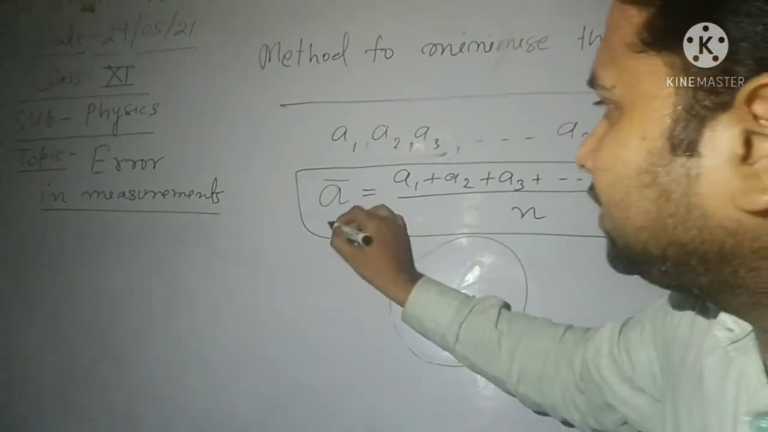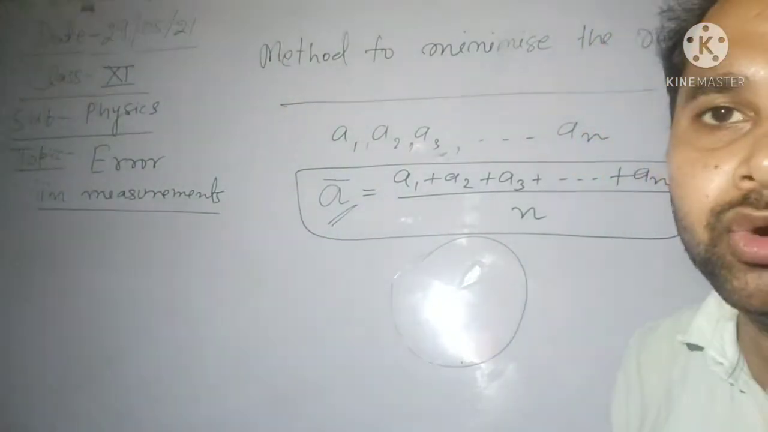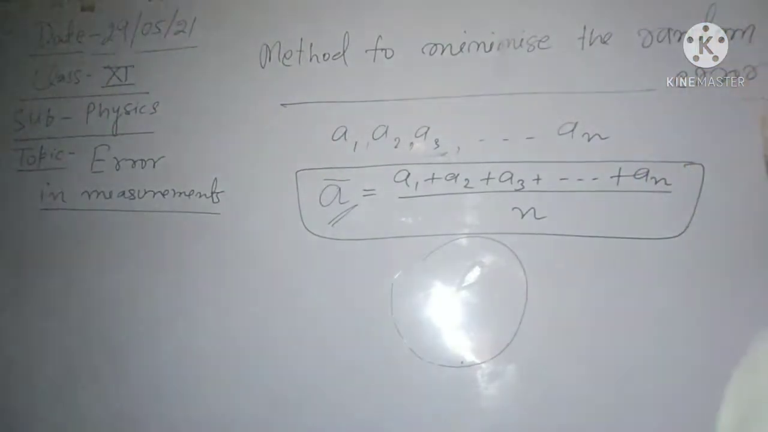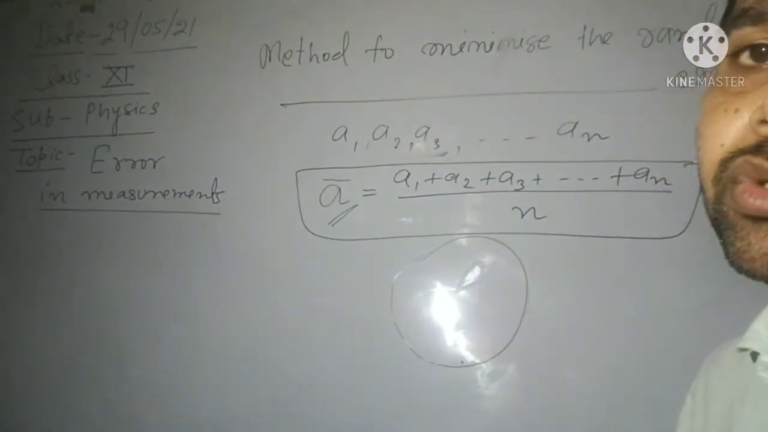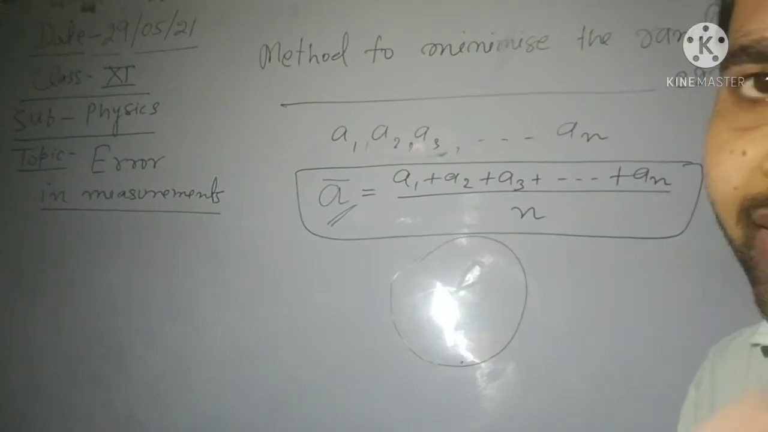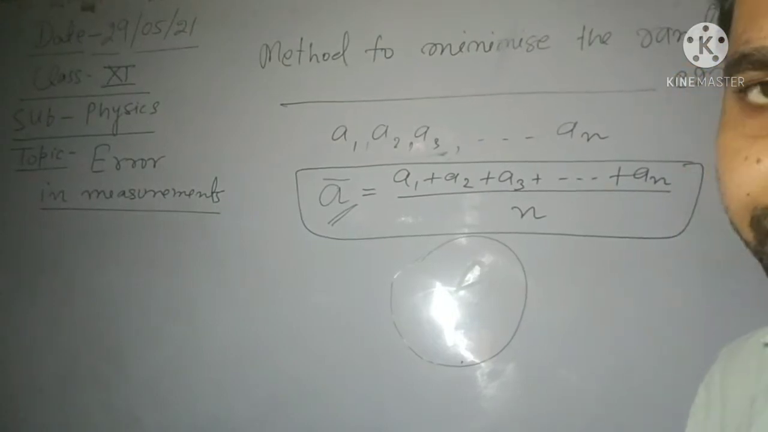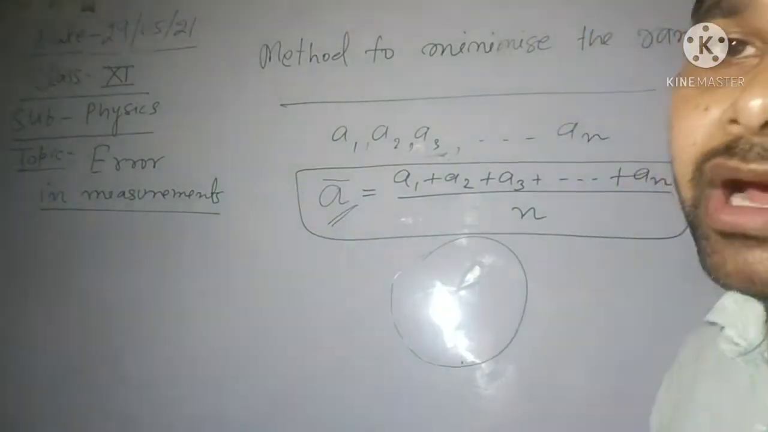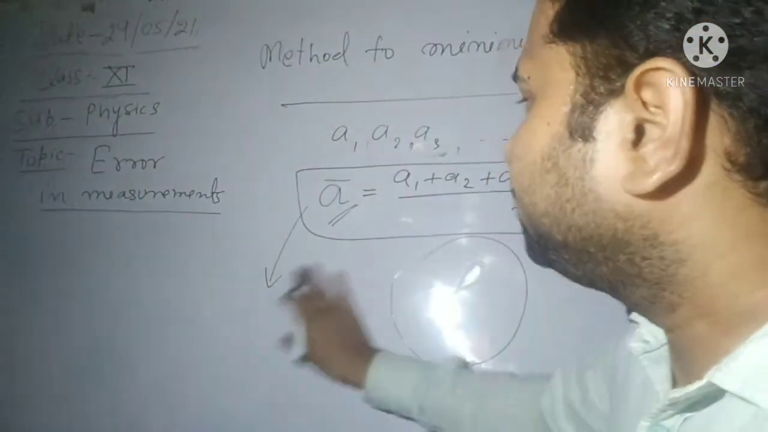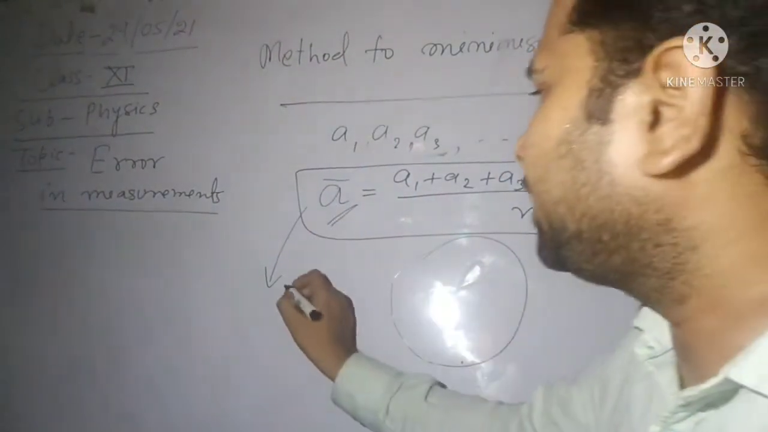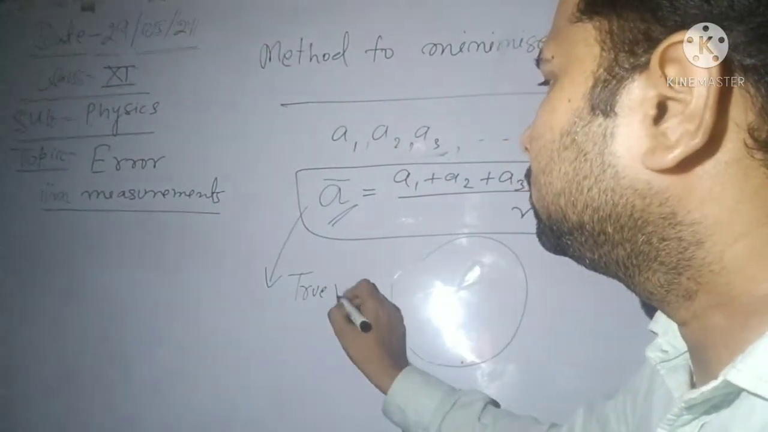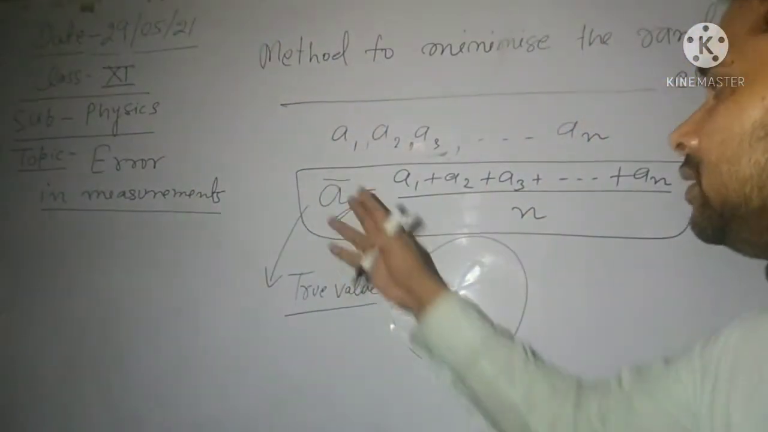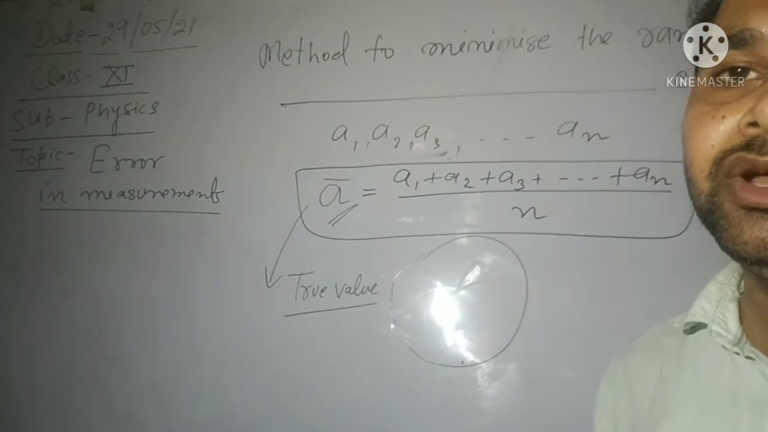This is saying that this will be very close to the true value. This A bar, the arithmetic mean, will be very close to the true value, meaning the actual value of the quantity A. Okay? So this A bar can be represented as the true value. Whenever the true value comes up, we can use this A bar, the arithmetic mean of the observations in an experiment.